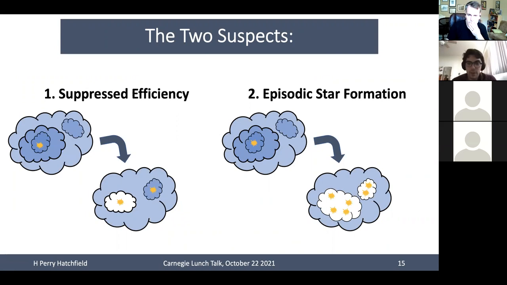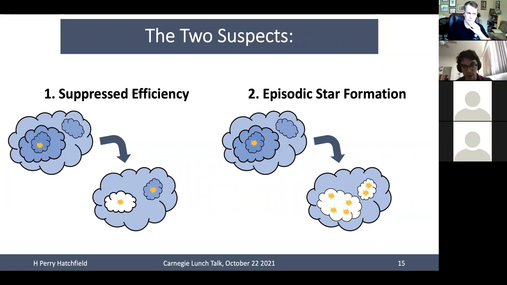So there are two potential suspects in the case of this low star formation rate. The first of which is the suppression of star formation efficiency. It's possible that some of the mechanisms in the galactic center are reducing the rate at which stars are able to form from this dense gas.